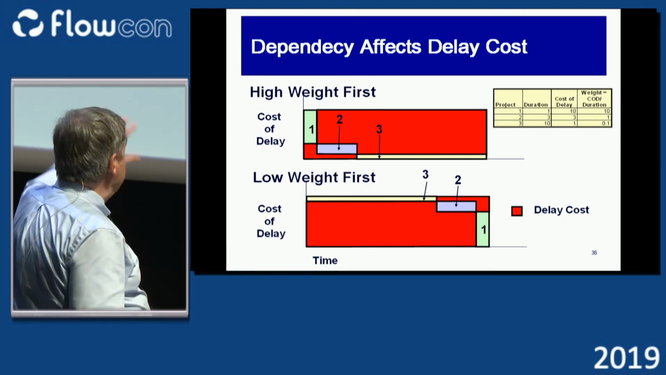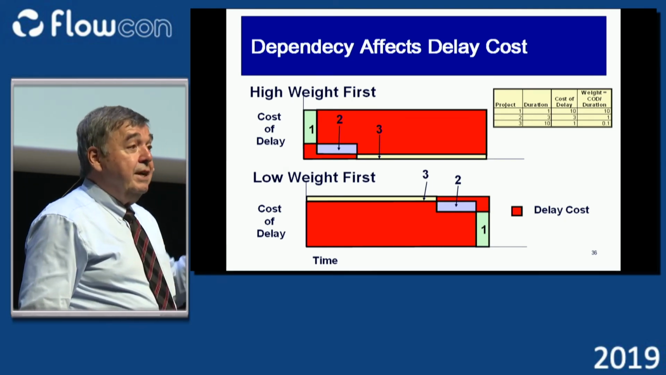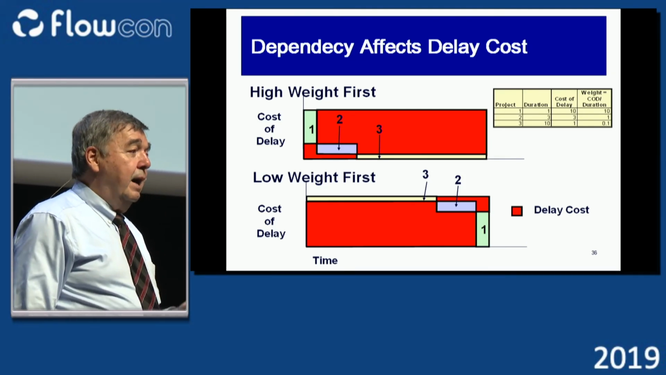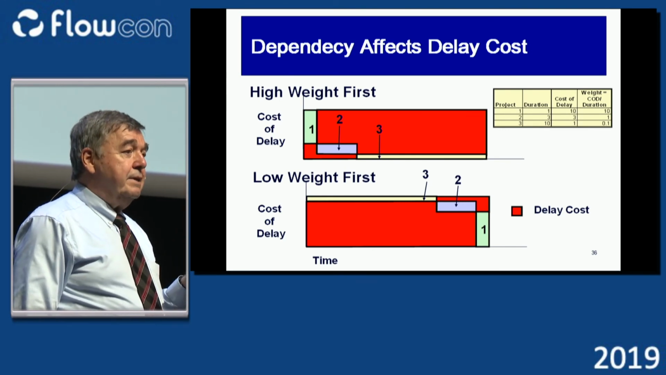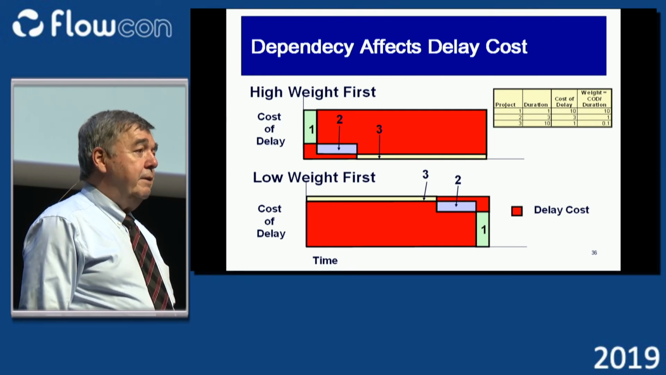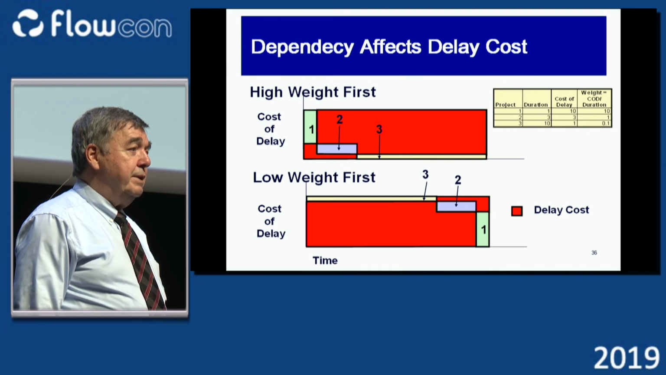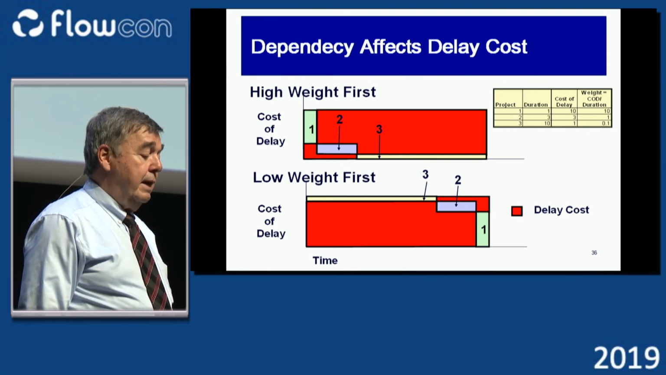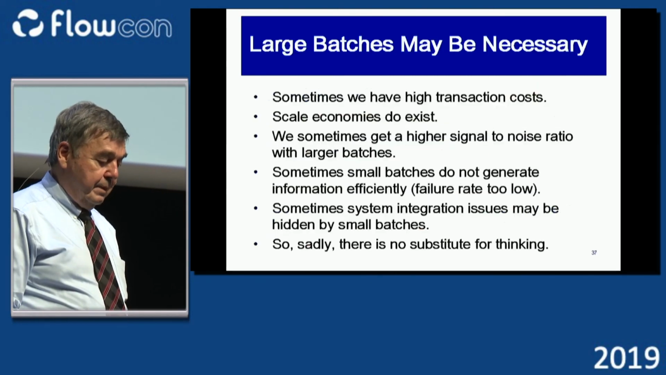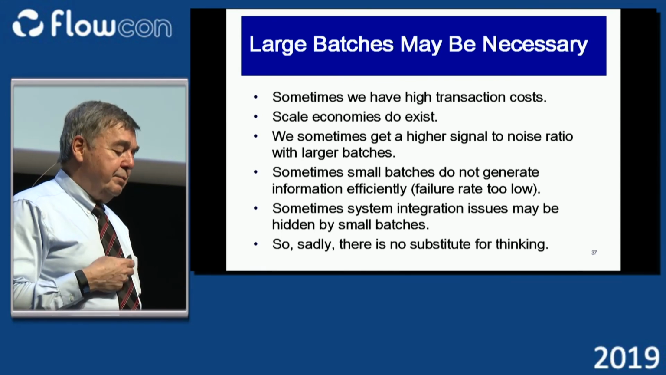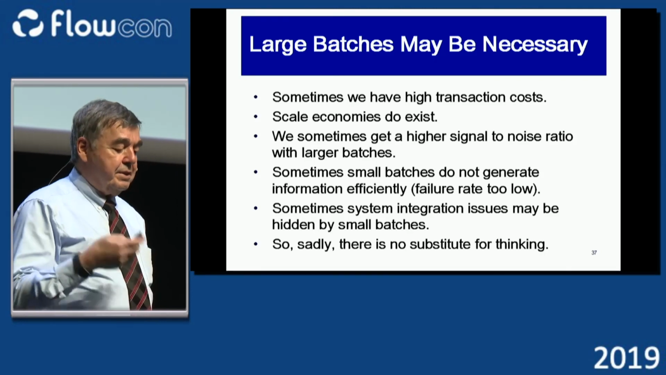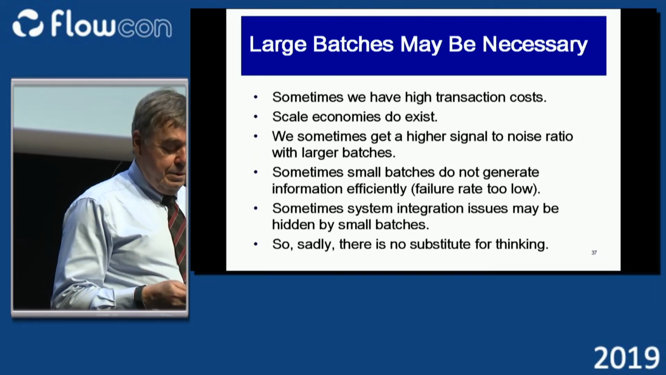So what you see is that red shaded area doesn't change at all. There are no savings by using weighted shortest job first on dependent activities, because if you can't get it out earlier, you're not going to end up making any money by prioritizing on the basis of cost of delay, okay? And now, when you can introduce stuff separately, that's what allows you to do it. Okay, and then there are plenty of times when large batches may be fundamentally necessary, because of transaction costs and scale economies and stuff, I won't go into that.